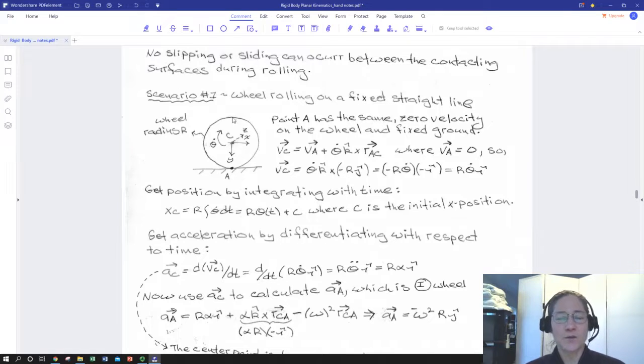Okay, so we got a wheel rolling. We're going to start with a simple case. A wheel is rolling on a fixed straight line. So here's our reference surface down here. It's a straight line. And we have a contact between the wheel and the surface at point A. C is our center point.